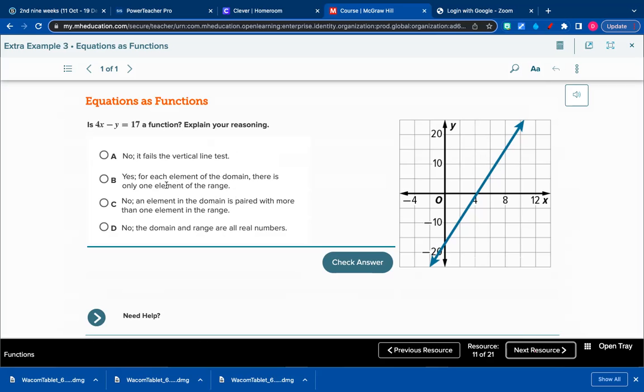Now, sometimes on multiple choice, you'll see two yes choices, but the words will be wrong. It'll say yes, for each element of the domain, there's only one element of the range. The other yes one will say yes, for each element of the range, there's only one element of the domain. That's not the definition of a function. It's got to be like this. For every element in the domain, there's one element of the range. Be careful.